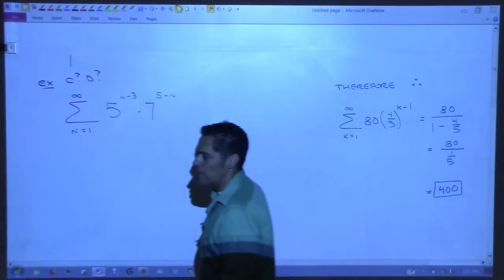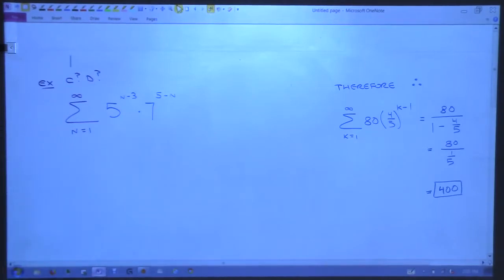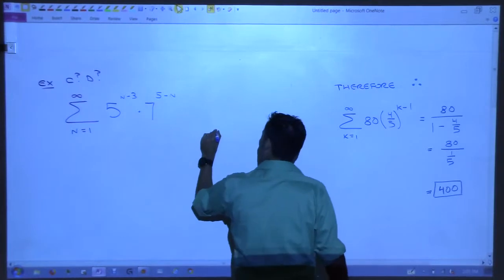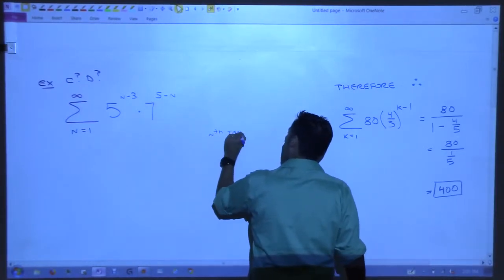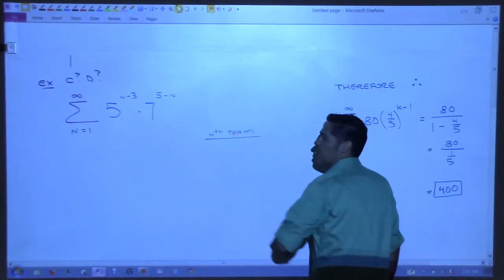So the first thing you would do is maybe an nth term test, right? Nth term. So you said that 400, that's the convergence number? That is the number it converges to.